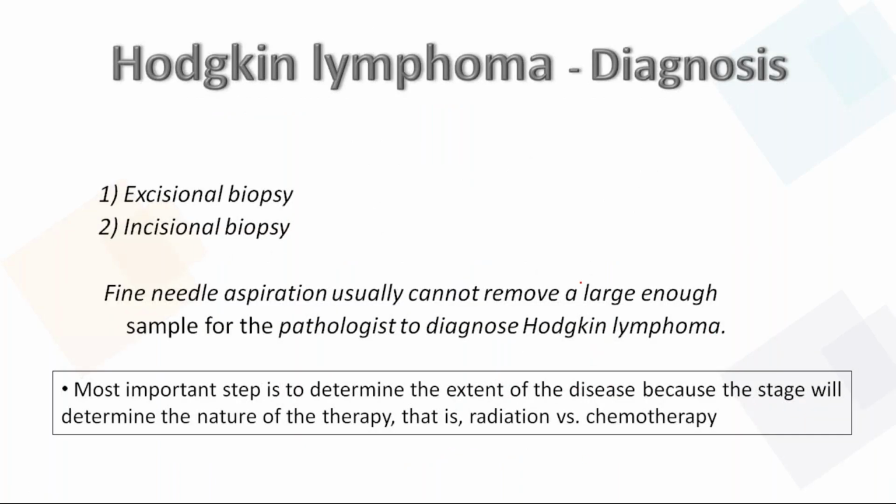Now, what are the diagnostic methods? Yes, you get a clinical suspicion. Lymph nodes are there, there is a swelling, and actually they're rubbery. But the true diagnosis is always biopsy, only excision biopsy and incision biopsy. So please remember, fine needle aspiration is no. It usually cannot remove a large enough sample. The pathologist cannot make a diagnosis, classify and type it. So it should be excisional or incisional. These two are the only correct ones.